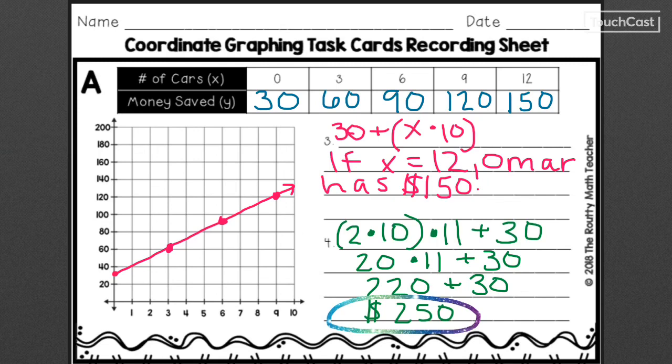Since we only have one operation left, we got to do 220 plus 30, and we find that if Omar does 2 cars per week for 11 weeks, he will have a total of $250 in his bank account.